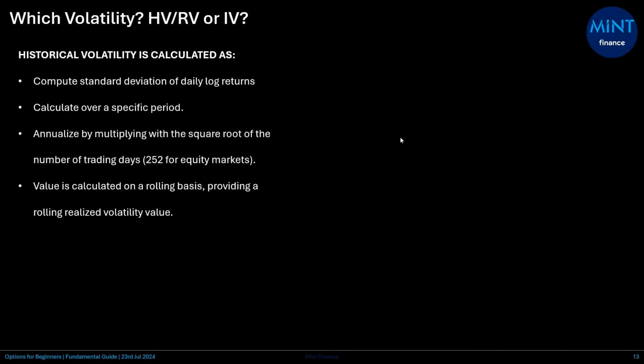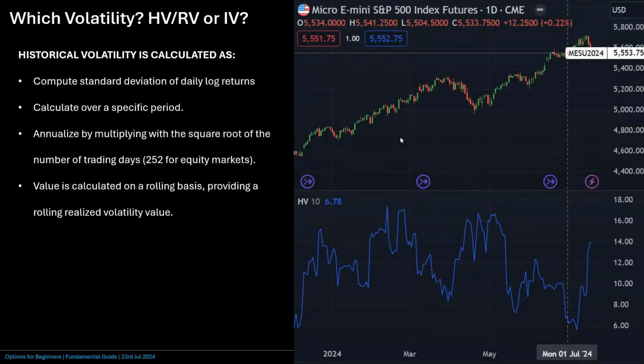This value is also generally calculated on a rolling basis. This is because as a snapshot, it doesn't give as much value, but when we calculate it on a rolling basis, we can get something much more useful. If you look at the image on the right, this is showing us the S&P 500, micro S&P 500 index futures actually. At the bottom, you can see the historical volatility over the past 10 days. The value we see here, 6.78, is the historical volatility over the 10 days prior to the 1st of July. So within this 10-day period, the historical volatility is calculated at 6.78 on an annualized basis.